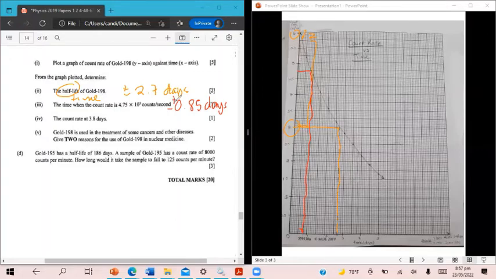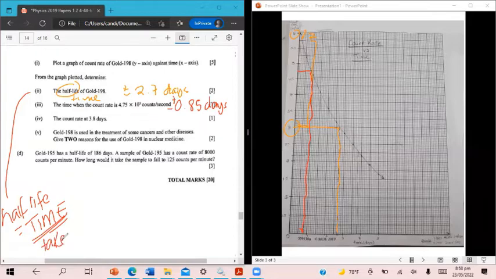All right, so half-life, remember, that is the time taken to decay by half the original value. Half-life is time, remember, time taken to decay by half.